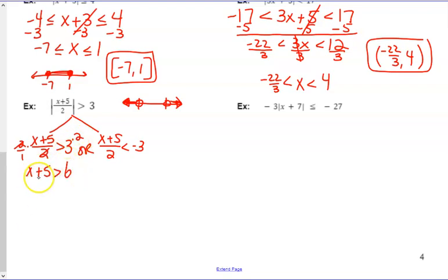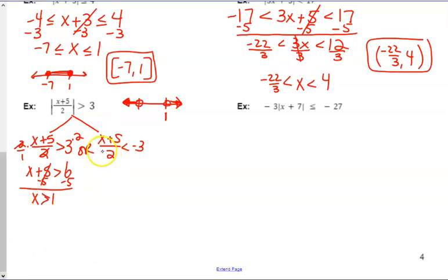Final answer is going to come by getting rid of that 5 by subtracting 5, and I end up with x is greater than 1. So that means of all the numbers bigger than 1, that means this number has to be 1. I want everything bigger than that.